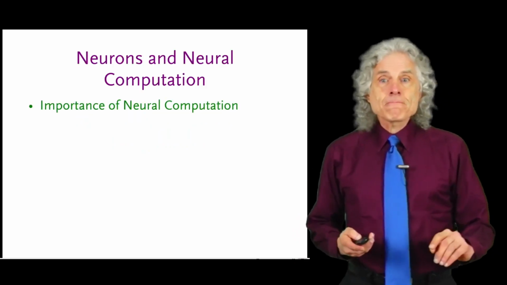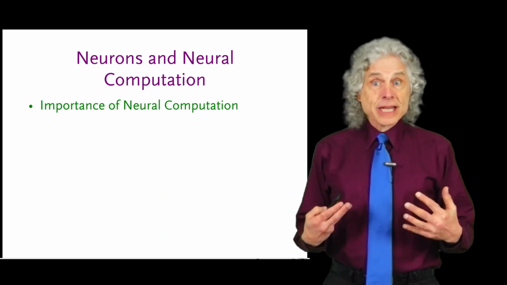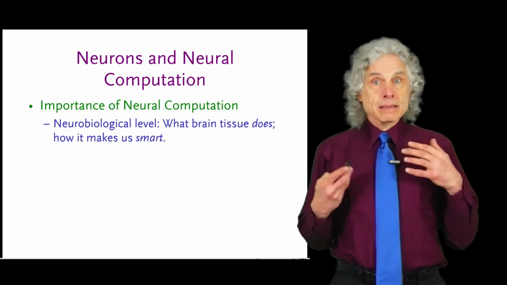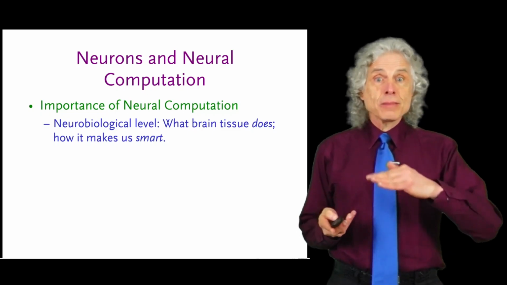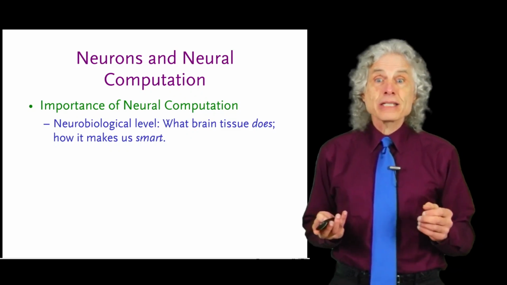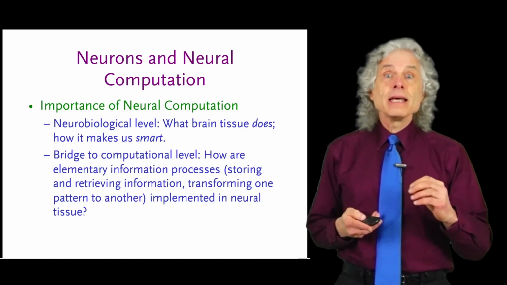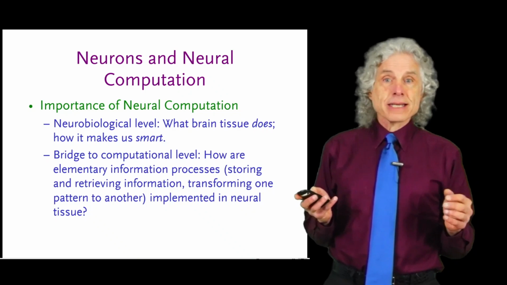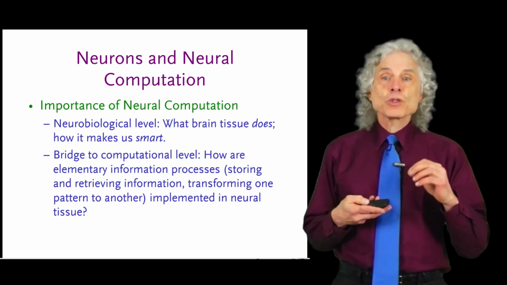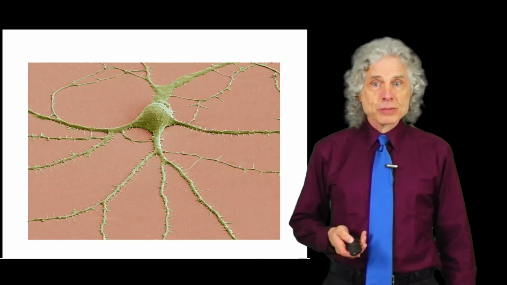So neural computation is an essential component in understanding the mind and brain in a biological context. It explains the neurobiological level among the multiple levels in the cognitive biological multi-level approach, namely what brain tissue does, how it makes us smart. It's also the bridge to the computational or cognitive level, namely how are the elementary information processes out of which computation is made, storing and retrieving information, transforming one pattern to another, actually implemented in neural tissue. That's what we will explore.